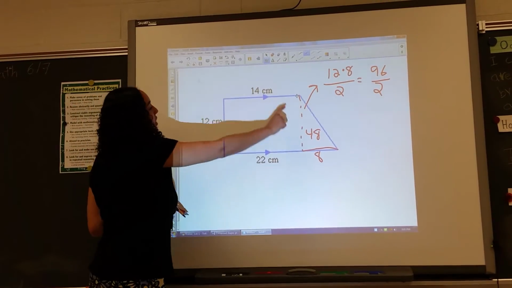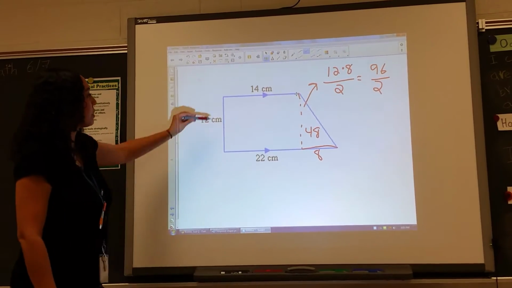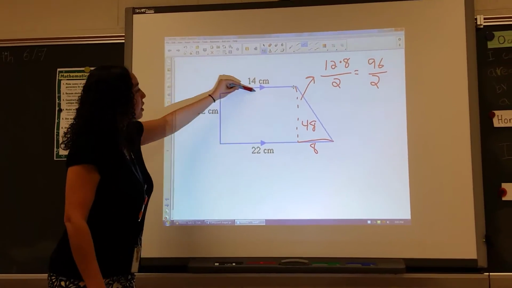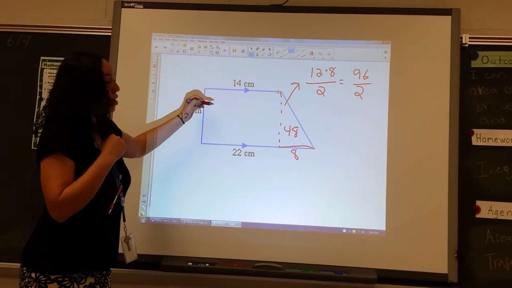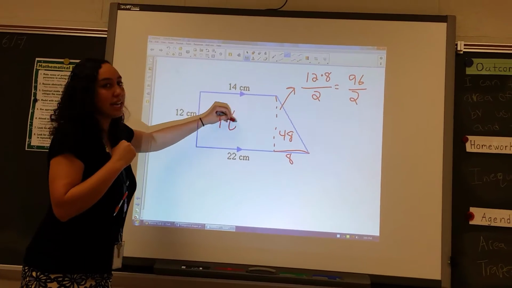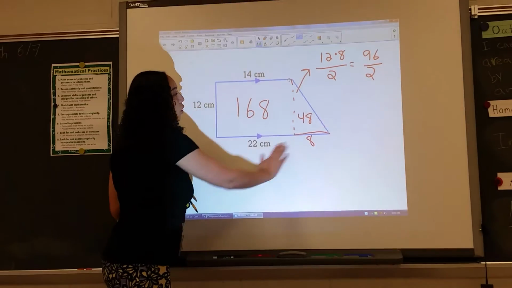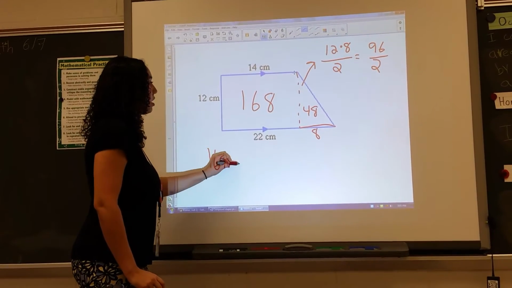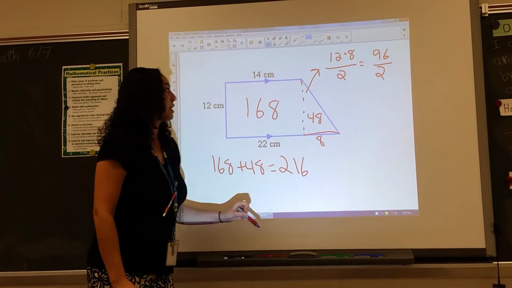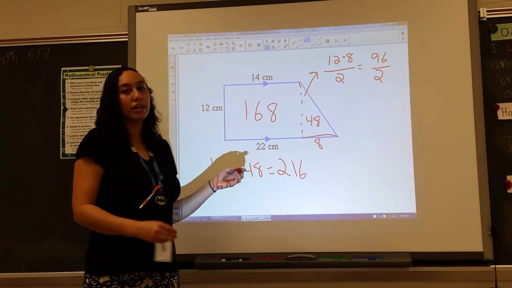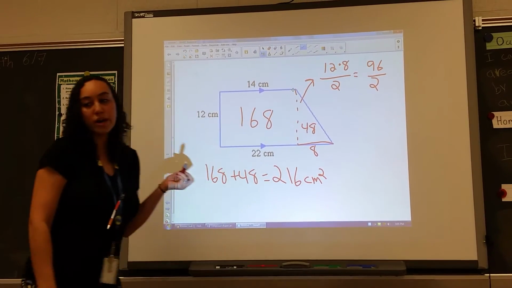So now we have to find the area of this rectangle right here. And we know it's a rectangle because these sides are not the same. If it was a square, they'd be the same. So we have 12 times 14, which gives us 168. And then if we add those two together, since we want the area of the whole thing, we have 168 plus 48, which gives us 216. And since these are in centimeters and we're finding the area, it would be 216 centimeters squared.